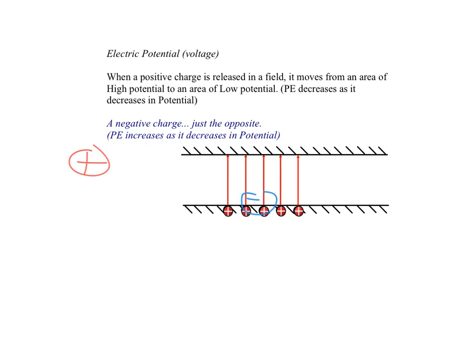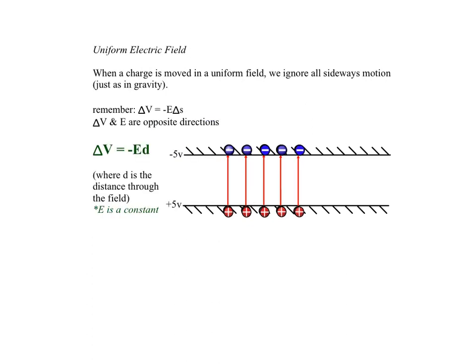So for the negative charge, to give it more electrical potential energy, I would need to force it to move in a direction that is opposed to what it would do naturally. So over here, the negative charge has a higher potential energy, whereas the positive charge has the higher potential energy over here at the higher voltage.